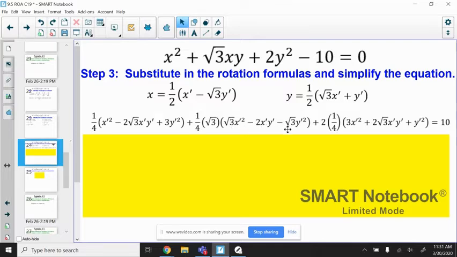And hopefully, once again, I did not make a mistake. I then have a 2 out here. I do have y itself being squared, so I squared the 1/2, which gives me 1/4, and I squared this binomial, which gives me this right here. And then I took this 10, and I simply moved it to the other side of the equation by adding it.